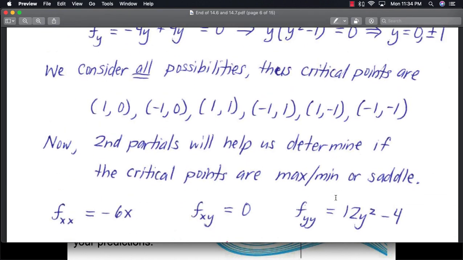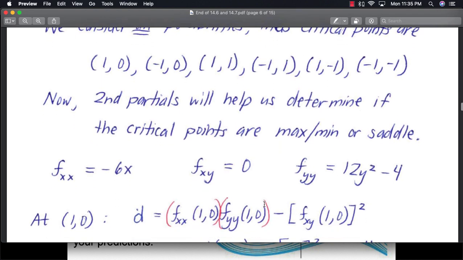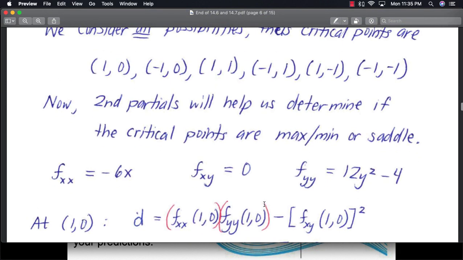Here's my second partials. So again, hopefully you already have the function written down. If you don't, please feel free to rewind and get that function written down. But here's my second partial with respect to x, my second partial with respect to x and y, and my second partial with respect to y.